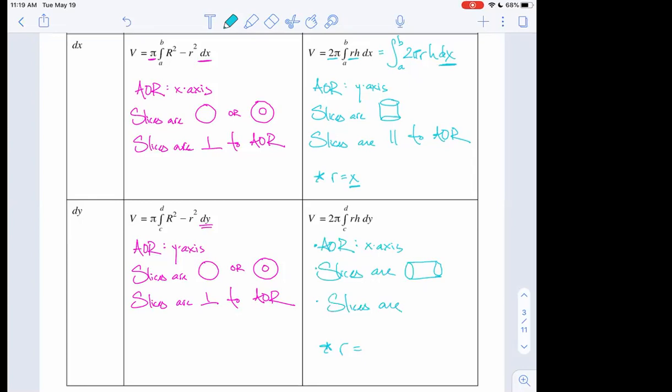Now, regardless, our slices will still be parallel to our axis of revolution. And again, this is only for our class. If we're only revolving around the x-axis, then whatever that last letter is, that's going to be our radius.